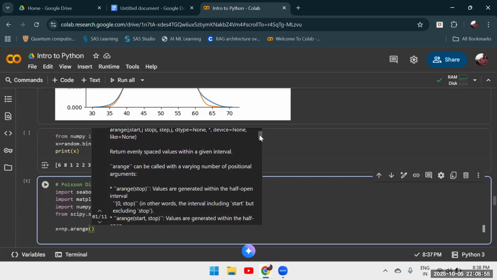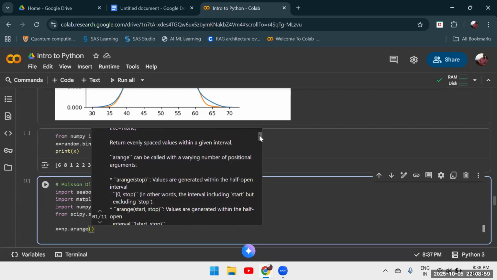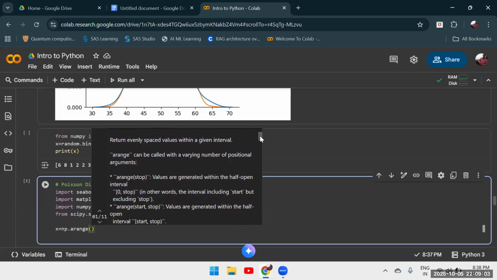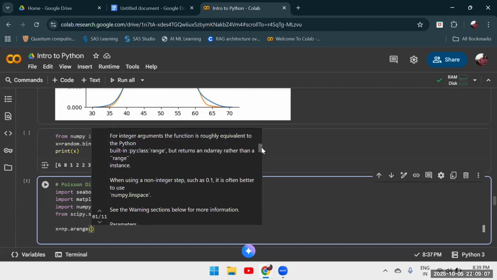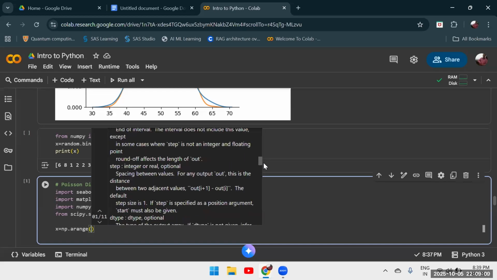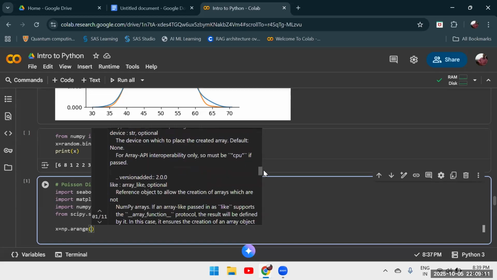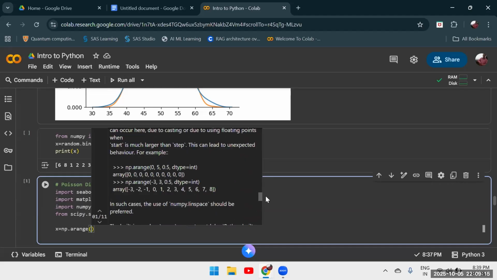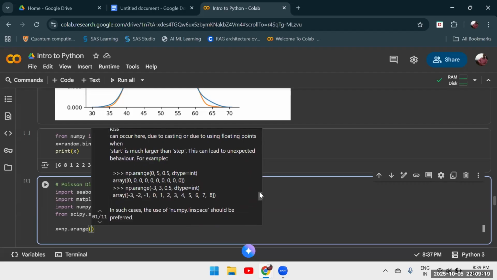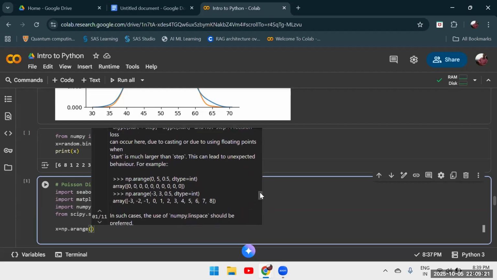As you can see here, it returns evenly spaced values within a certain interval range, from a start position and a stop position that I'm going to give. Let's see an example for this. This is how you can see the examples also. I always recommend you to not remember the syntax. Just try to see the examples and see the syntax from here.